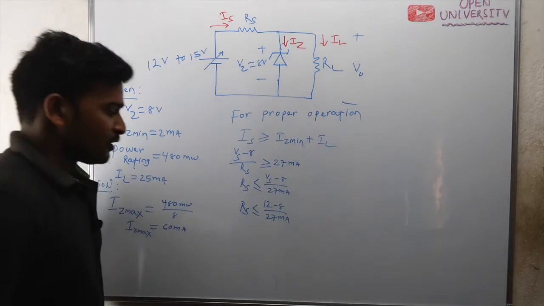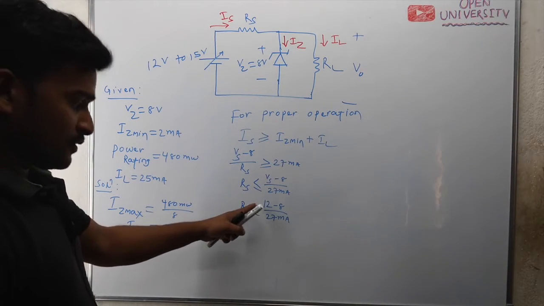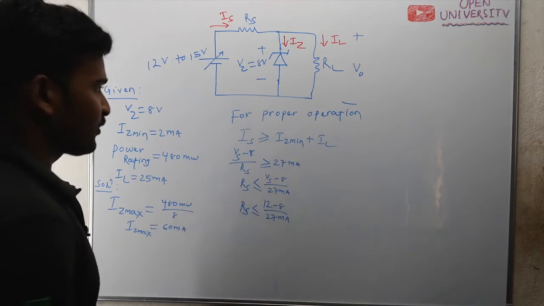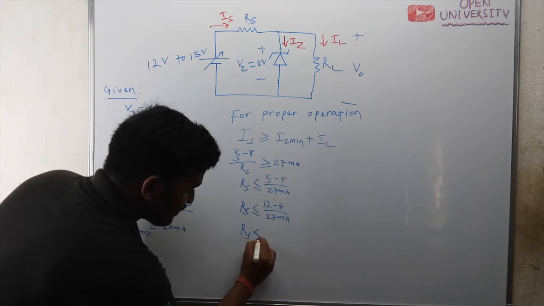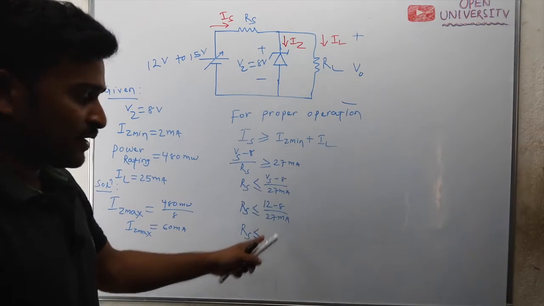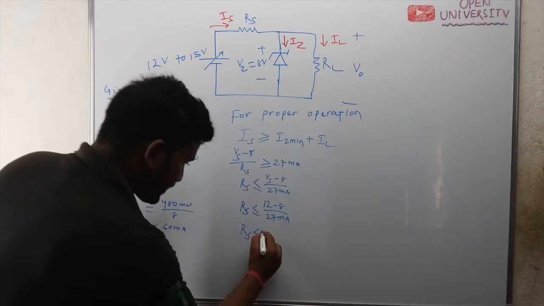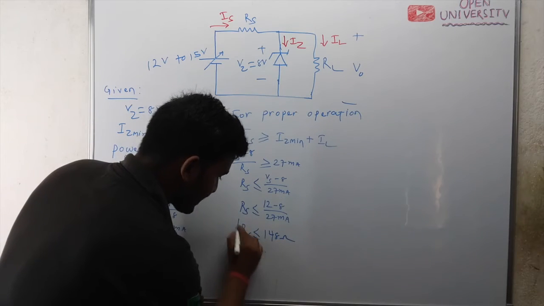Whenever you need to obtain the maximum value of RS, you need to consider the minimum supply voltage. Here the minimum supply voltage is 12 volt. So RS has to be less than or equal to 12 minus 8, that is 4, by 27 milliampere, which will be 148 ohm. This is the maximum value of RS.